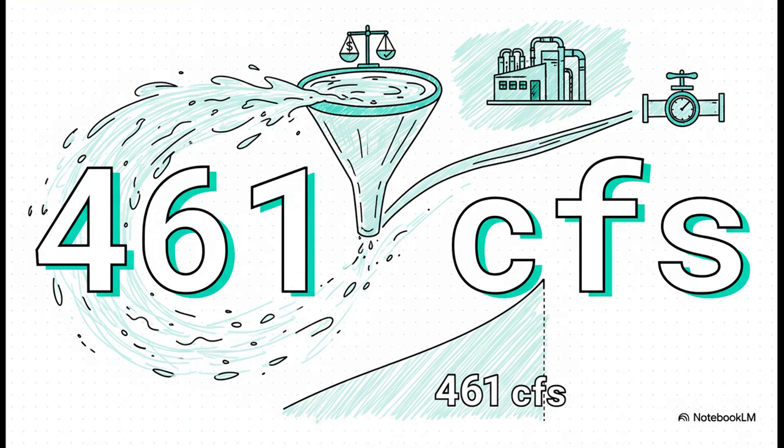And boom, there's the answer, 461 cubic feet per second. This isn't just a number they guessed. It's the perfect balance point. It provides that 99% reliability they were aiming for, but it also avoids overinvesting in a massive pumping station that would just sit idle most of the time. It's all about balancing risk and cost perfectly.